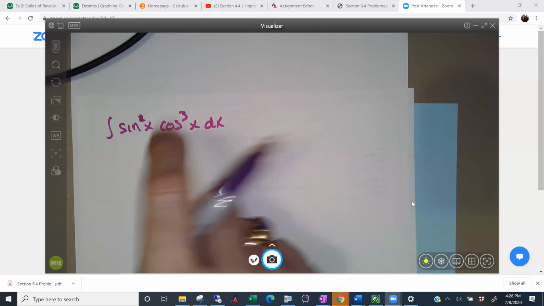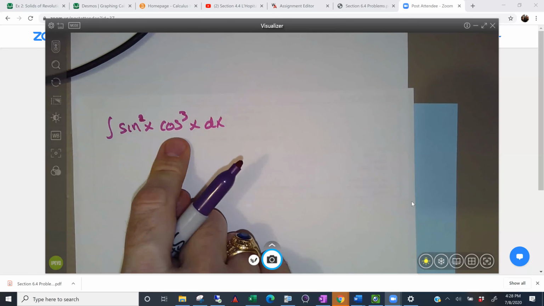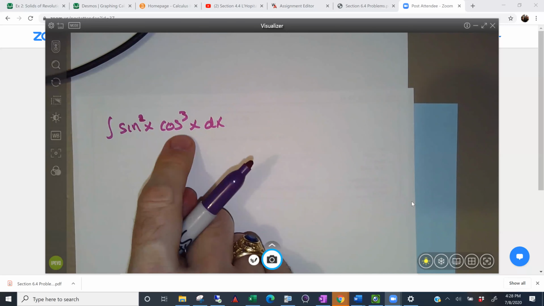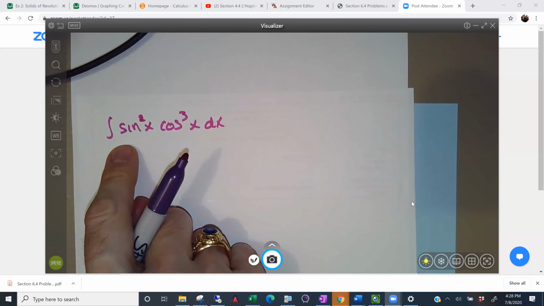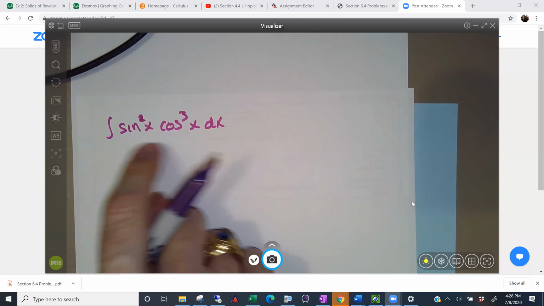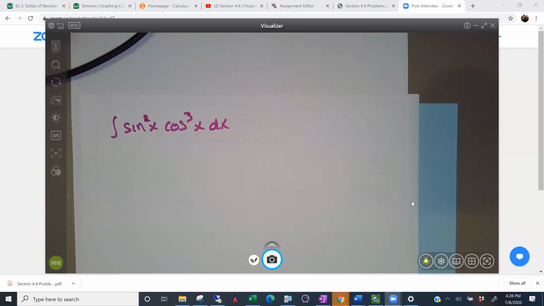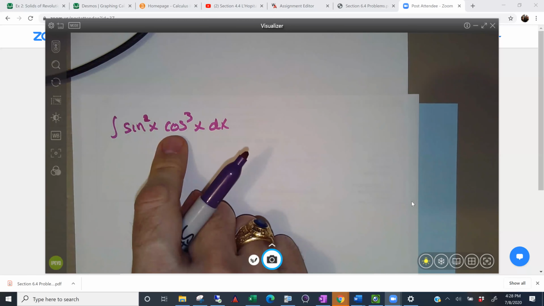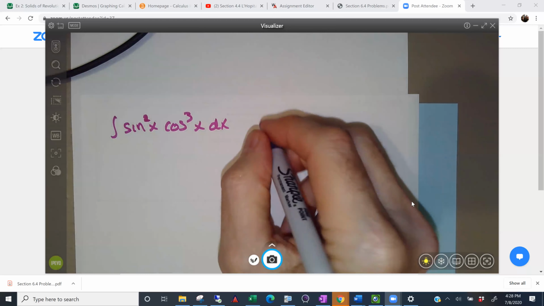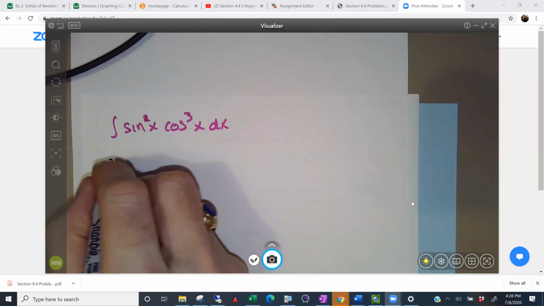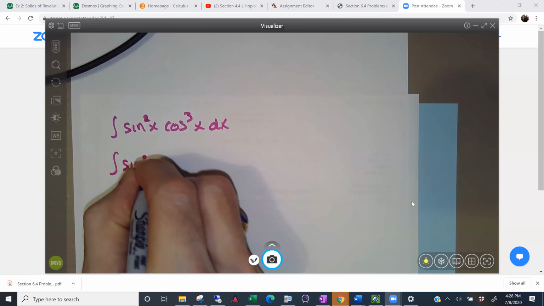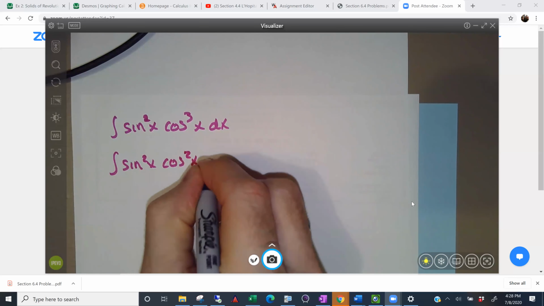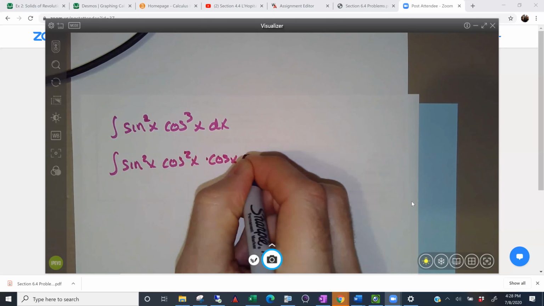So the problem here is that I've got derivative of sine is cosine, derivative of cosine is minus sine. It doesn't look like there's a nice easy substitution setup. So I'm going to take note of the fact that I have got an odd value for cosine. And let's keep in mind that I can rewrite this as sine squared of x times cosine squared of x times cosine of x dx.